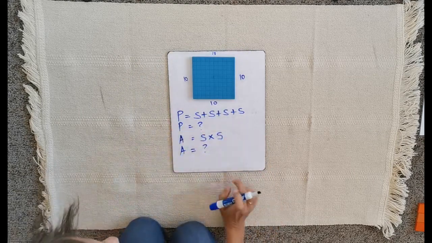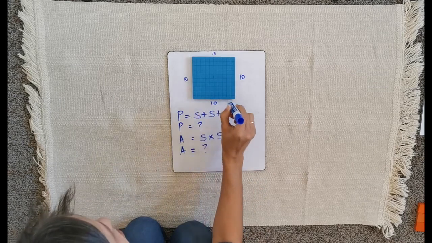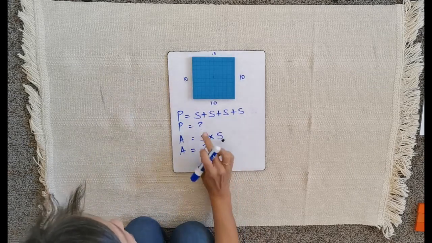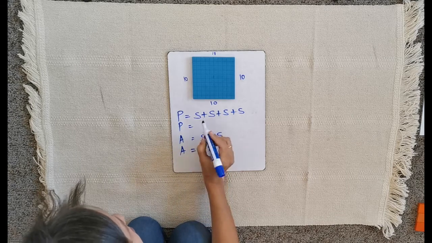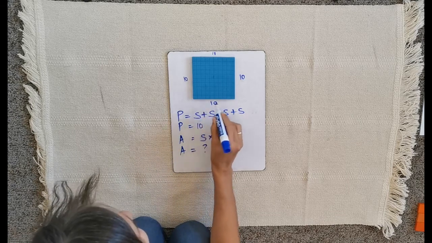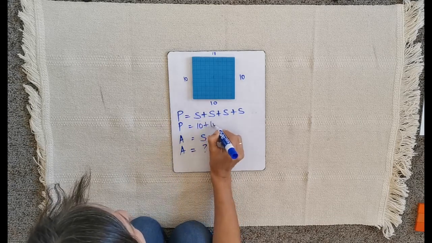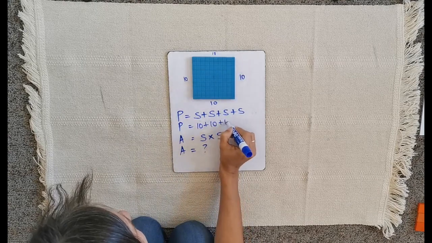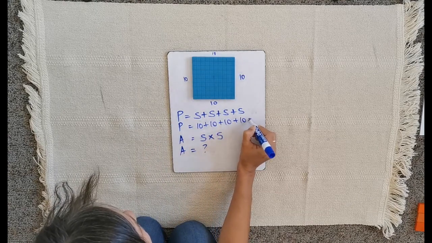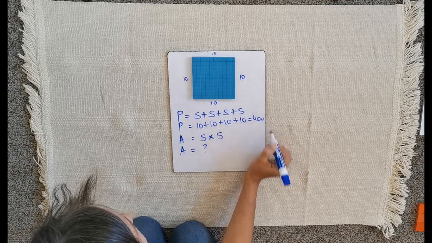First, perimeter. Imagine that you are walking around the 100. You will do 10 units, another 10 units, another 10 units, and another 10. So you will make 40 units.